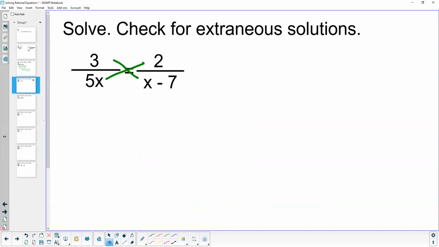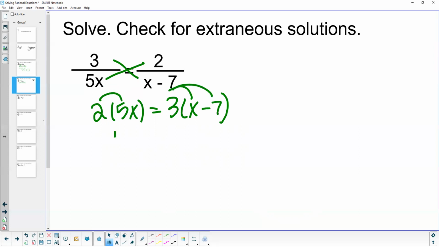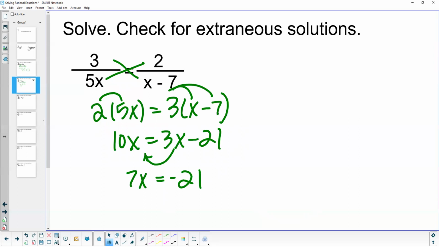Again, just like before, we're going to cross multiply these. So we get 2 times 5x is equal to 3 times x minus 7. And what we do is we use that distributive property. So we get 10x is equal to 3x minus 21. We move our 3x to the other side through subtraction. So we get 7x equals negative 21. Divide both sides by 7, and x equals negative 3.